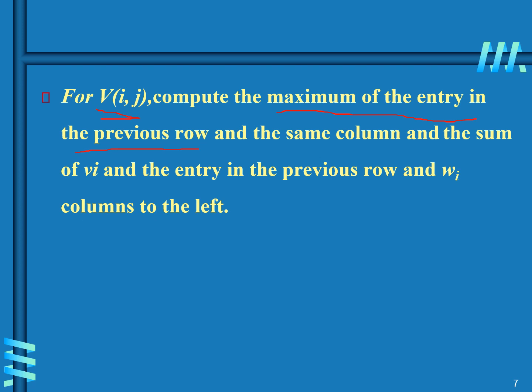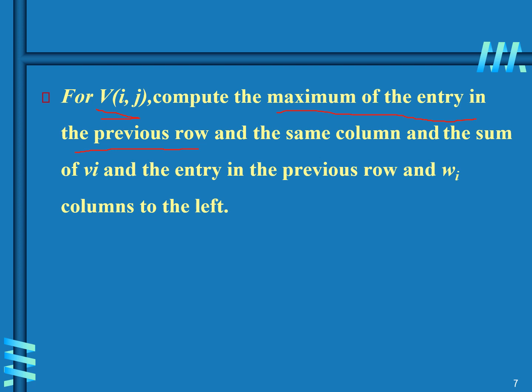We have seen in the recurrence that it is the maximum of V of i minus 1 comma j, or v i plus V of i minus 1 comma j minus w i. So V of i minus 1 comma j is the entry in the previous row, same column. Otherwise, you add the profit of that item, v i, and the entry in the previous row, w i columns to the left. So you have to subtract the weight of that item from the current capacity and look up that value. You add both these, and whichever is maximum is going to be the solution to that subproblem.